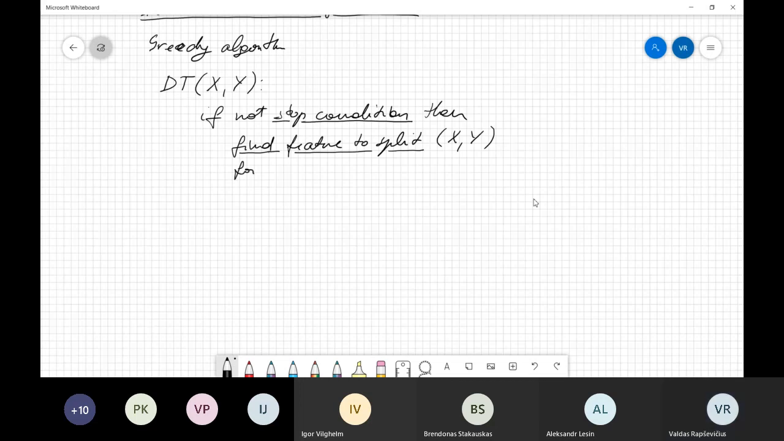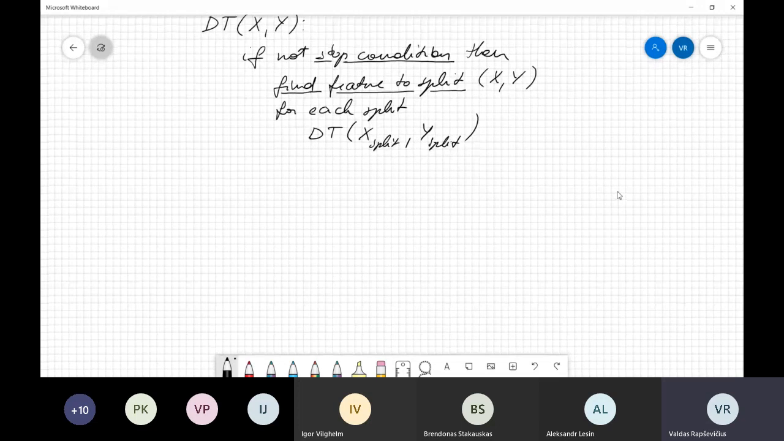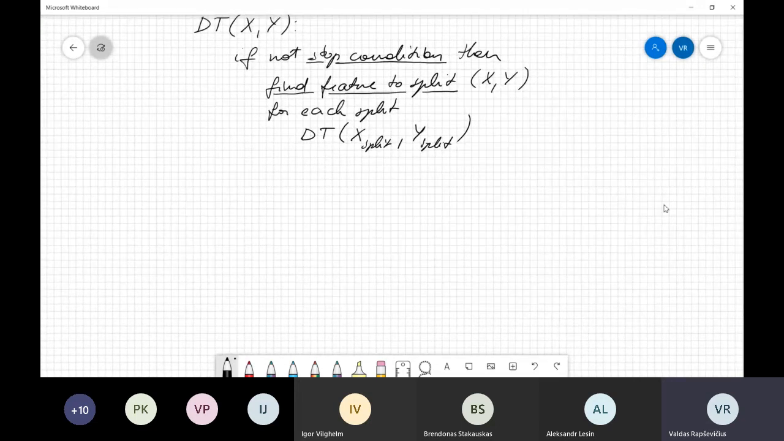So now for each split, we actually have split on some feature, right? So for each split we've just made, what we do, we just call recursively the same algorithm, decision tree, so X split and Y split, right? These are two partitions that we have already split our data upon. We will look into the example, no problems about this, but I'm just basically giving you the top level algorithm. Okay, so now we need to find out what does it mean to find feature to split.